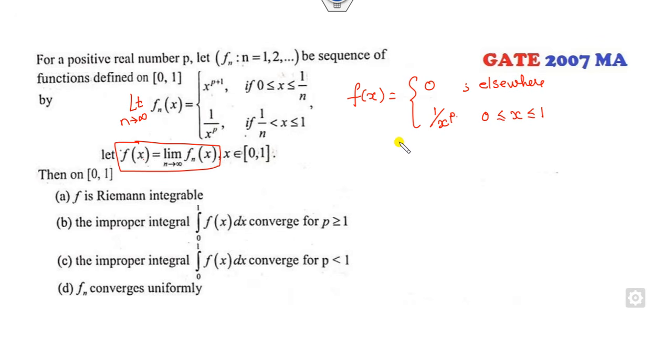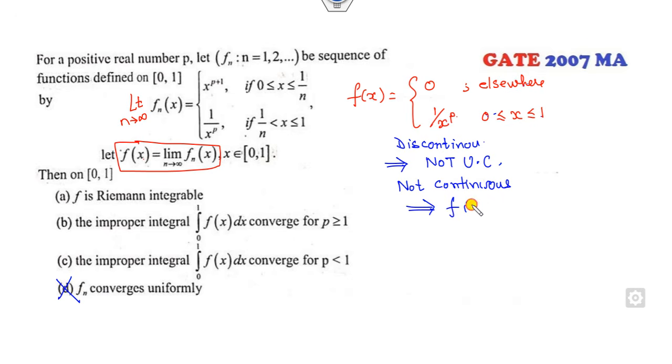Now what is that? It is a continuous function, but the limit is a discontinuous function at x equal to 0, and also at x equal to 1. So this is a discontinuous function. Once it's a discontinuous function, it means the convergence is not uniform. Now what is the meaning of that? Since it is not a continuous function, what does it mean? It implies f is not Riemann integrable.